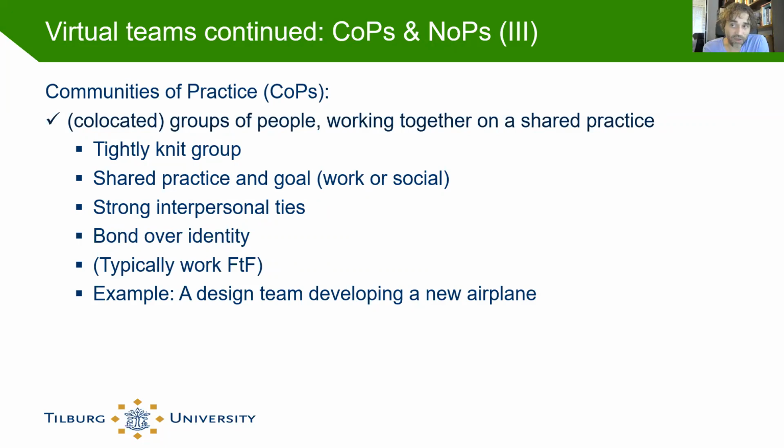So even if I'm in a large virtual team that develops an airplane, I may not know everyone, but I know that these people are developing the engine, so I know what they do. Even if I don't know everyone individually, I still know what everyone does, and that's what interpersonal ties means. In smaller virtual teams and communities of practice, you see that people actually know each other, so you have strong individual ties. I will explain what bond over identity means in a minute.